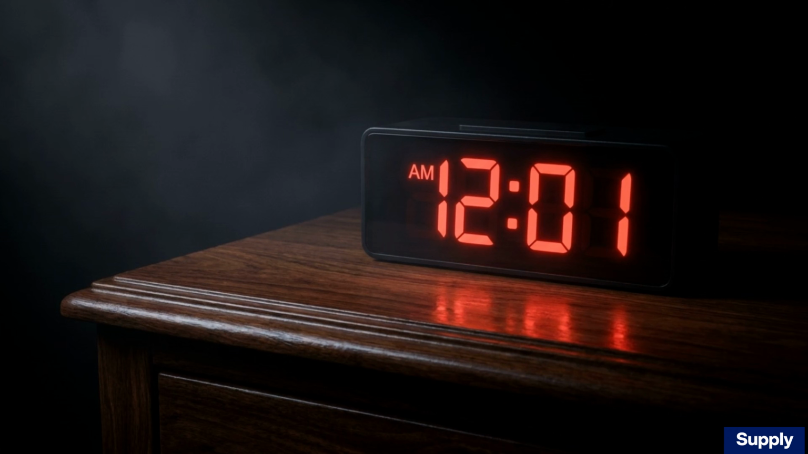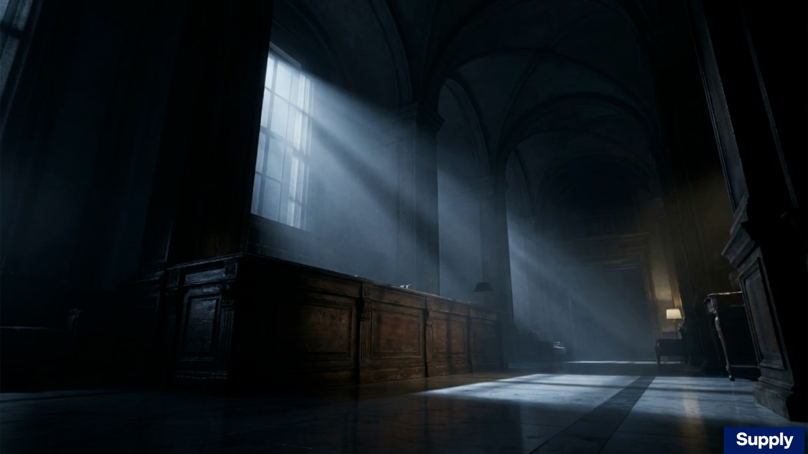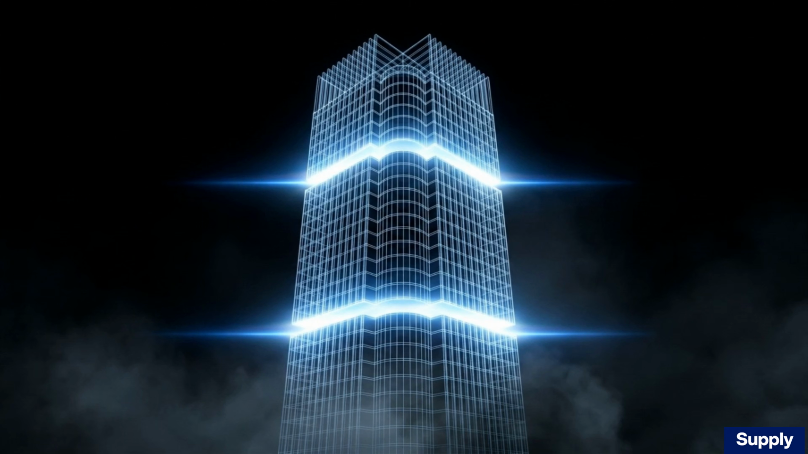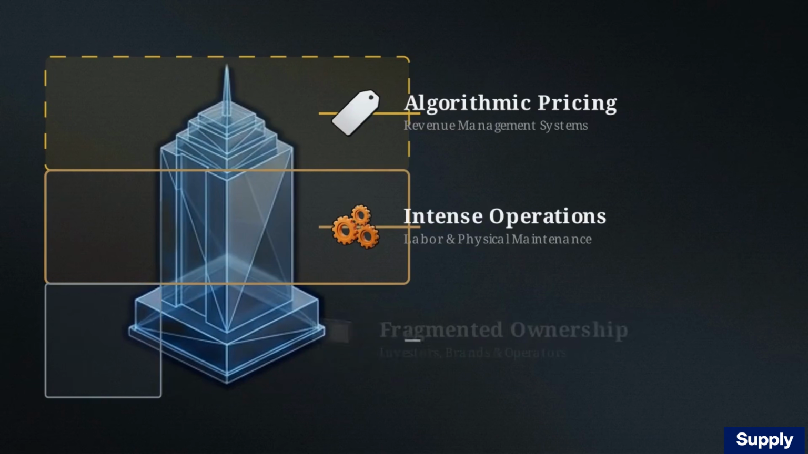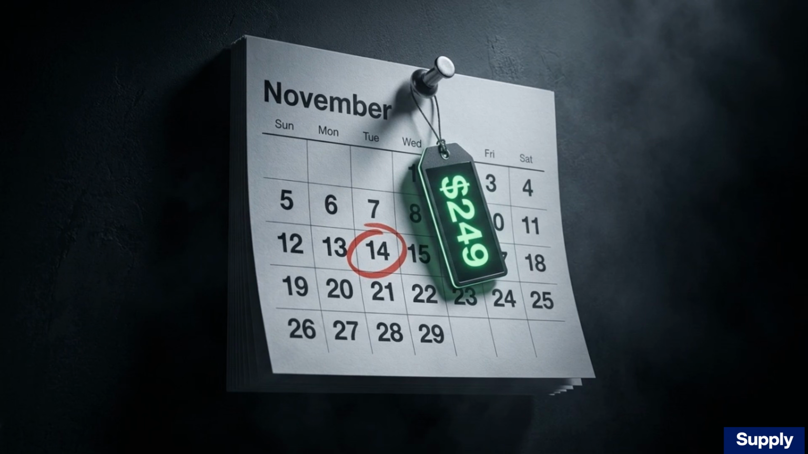To survive that relentless daily expiration date, a property cannot operate as a passive structure waiting for guests to arrive. It must operate as a hyper-efficient cash flow engine, driven by three invisible layers of architecture: algorithmic pricing, intense operations, and fragmented ownership.